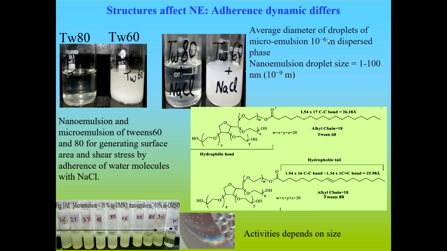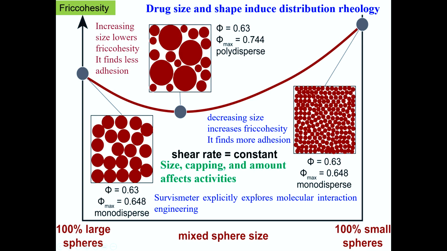And now this is simply that nanoemulsion. See, Tween 80 has one double bond here. See the wonder of the double bond. And see here, Span 60 has no double bond. So it is making an emulsion, and Tween 20 is making a nanoemulsion. So see the surprising way aggregation varies with the structure. Now this is another important point, particle size. If particle size is smaller, friccohesity is smaller, so the shear stress is smaller.